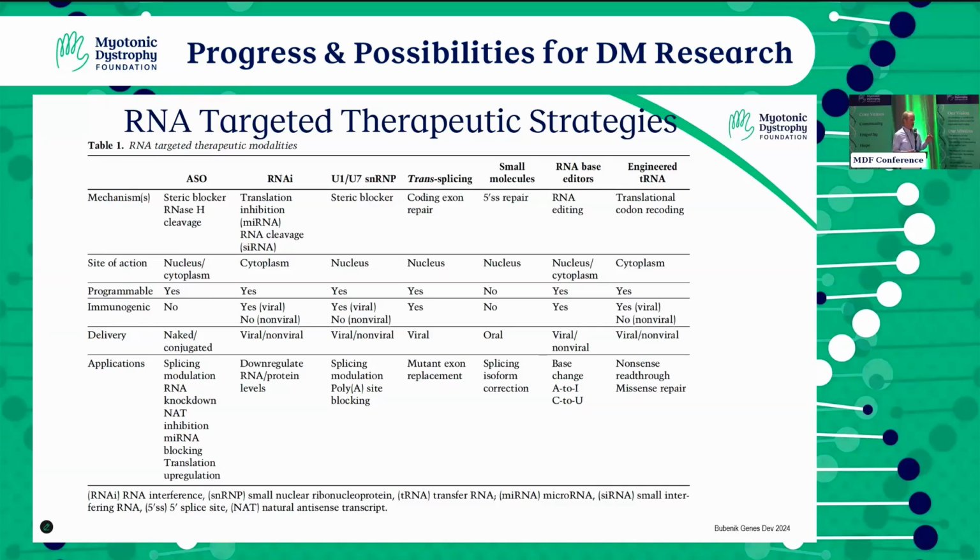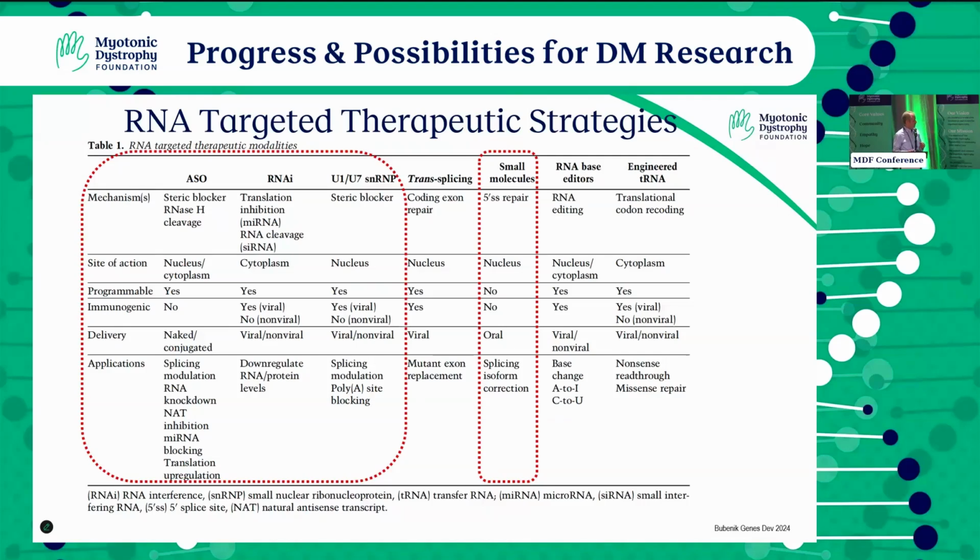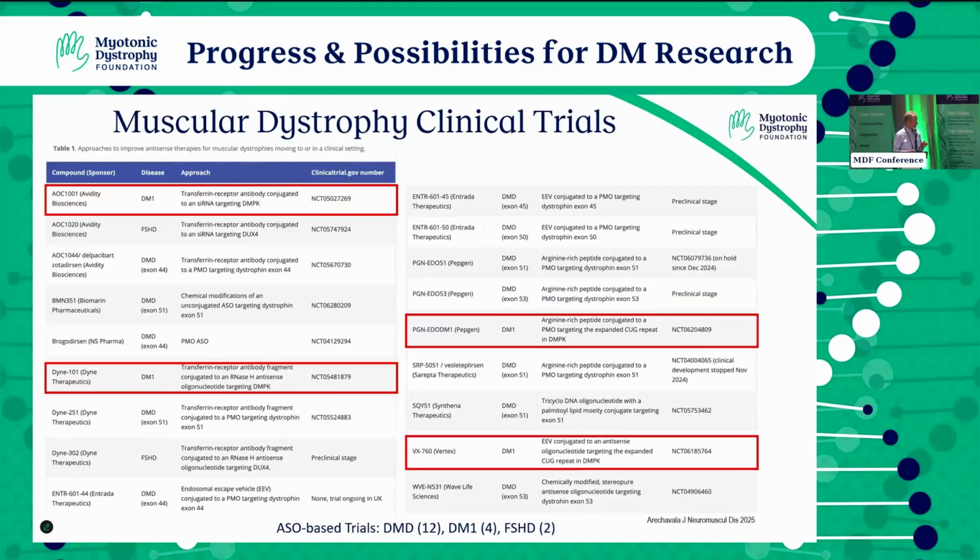Trans-splicing is a technology still in the future, but has tremendous possibilities. Think of DMPK. If you can simply trans-splice out that last exon, so you replace the mutant exon with a wild-type exon, then you don't have to gene edit. You've done the editing at the RNA level. Small molecules, we'll talk about RNA base editors and engineered tRNAs, which will probably be a point of discussion in other talks. So I'm going to talk primarily about ASOs and small molecules because those are the ones that have progressed further in clinics.